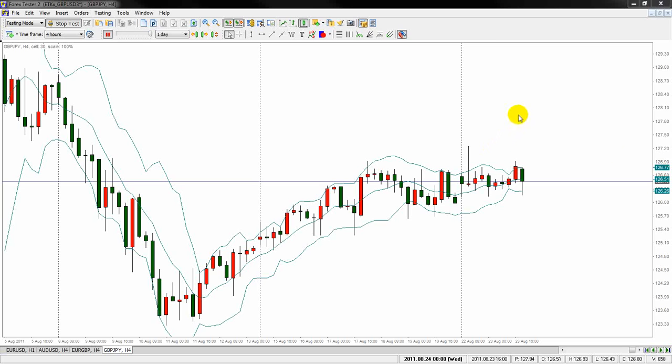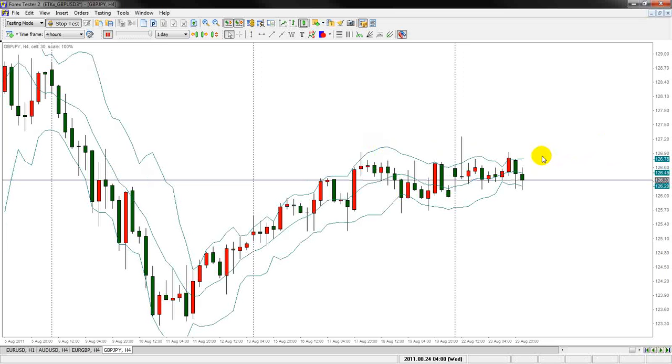Hey there, it's Walter here from fxjake.com, and I want to talk about looking at risk and how I should look at my trades and measure my trades. What's the grading system for my trades? I'm in Forex Tester here, and you're looking at the pound yen 4-hour chart, and I've thrown an indicator on here just for fun.